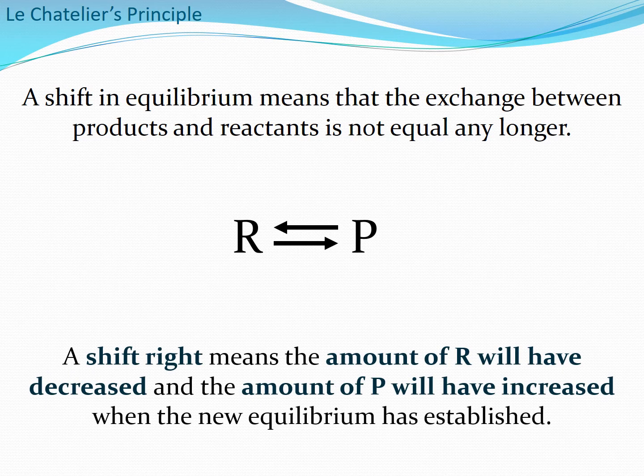Now, a shift to the right means the amount of reactants will have decreased and the amount of products will have increased when the new equilibrium has been established. And again, given time, the system will reach a new equilibrium, so the exchange again will be equal, but when we reach that new equilibrium, there will be fewer reactants than there were prior to the shift, and there will be more products than there were prior to the shift.